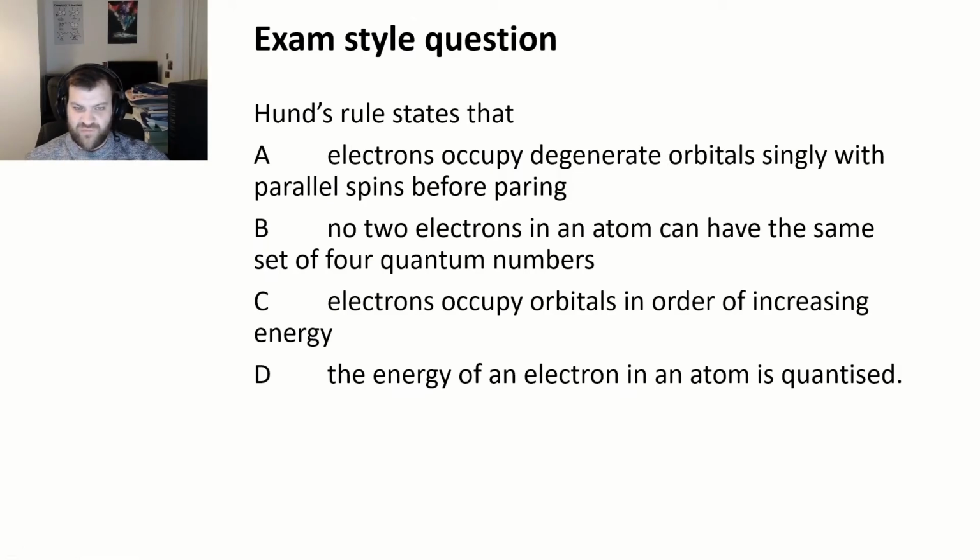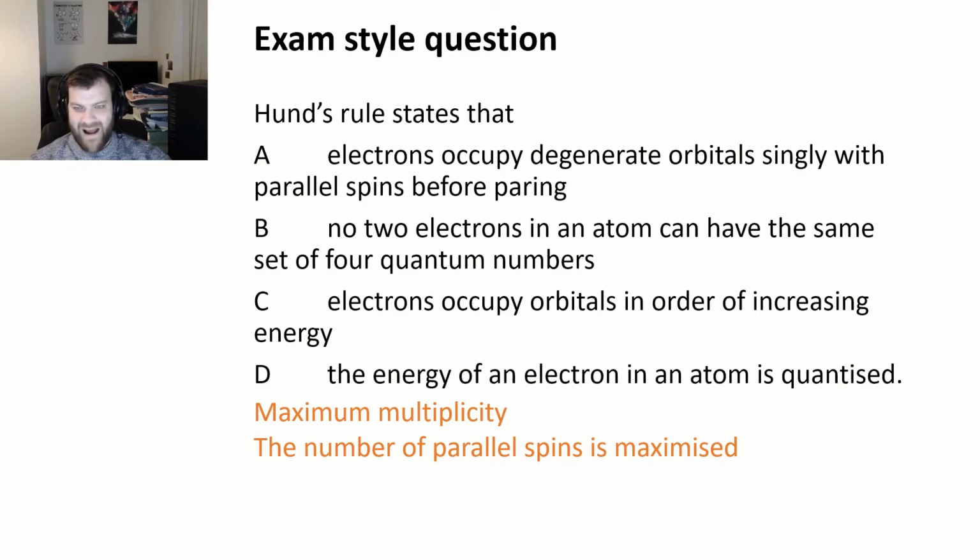For types of questions that you can be asked, they can give you a particular rule, give you different potential explanations, and you have to pick the correct one. For Hund's rule, we are talking about maximum multiplicity. We are trying to get the maximum number of electrons spinning in the same direction. And looking at our answers, this means that A is going to be our correct answer.